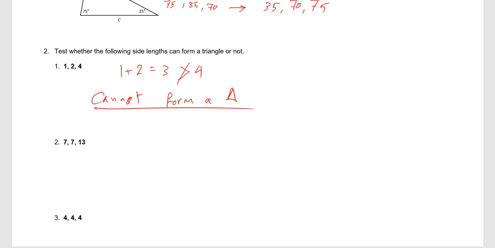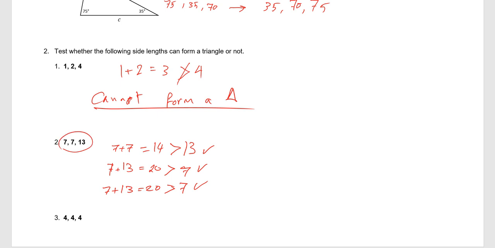Okay? 7, 7, and 13. So 7 plus 7 is 14, which is greater than 13. 7 plus 13 is 20, which is greater than 7. The other 7 plus 13 is also 20, which is greater than 7. So this set of side lengths fulfills all conditions. Therefore, this set of side lengths can form a triangle.